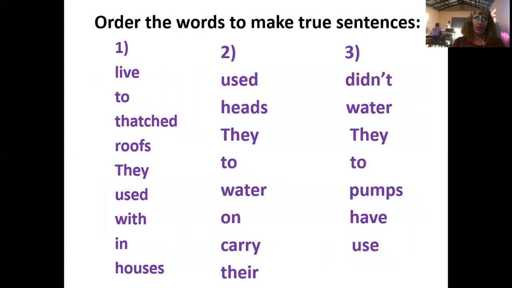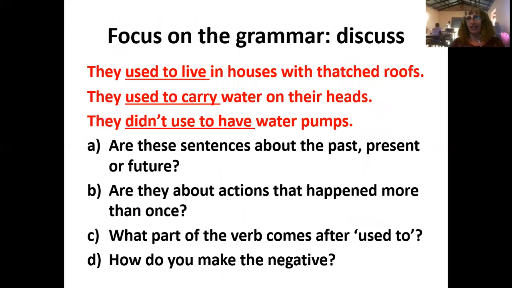Can you use these words to make 3 true sentences, 1 for each of the columns? Pause to write your sentences. You have a clue with the capital letter of the first word. Ready? Did you get those sentences? They're here in red.